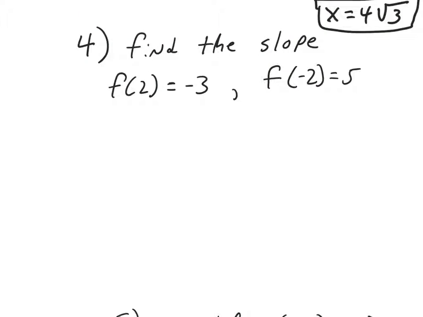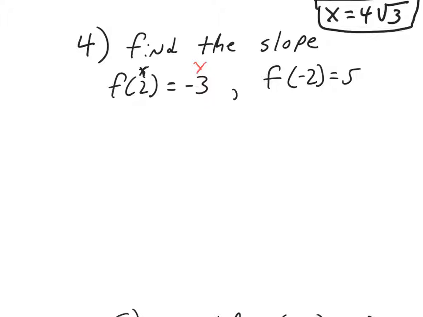On number 4, we have to find the slope, and what we're given is these results from a function. We have f of 2, which is -3, and f of -2 is 5. And this is just a different way of writing x and y. So the number you put into the function, the 2, is the x value, and the number you get out of the function is the y value. So what we have here are 2 ordered pairs.